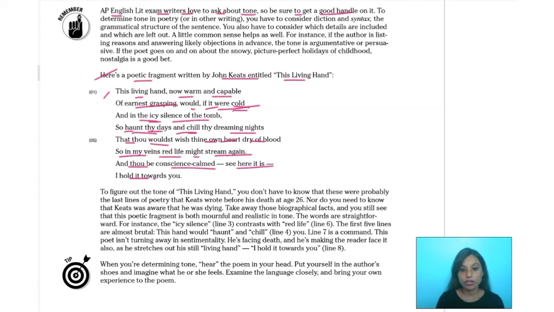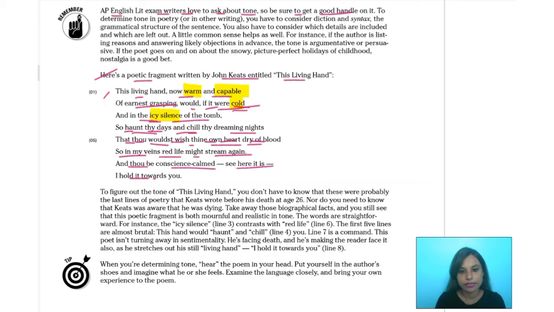You see, haunt, chill. These are quite negative words. You can say that thou wouldst wish thine own heart dry of blood. So dry of blood, heart dry of blood. So quite negative things are coming across to us. Let me highlight the words that you can check, just underline them, and then you will be able to understand what kind of diction or what kind of tone this poem or the extract is trying to convey.